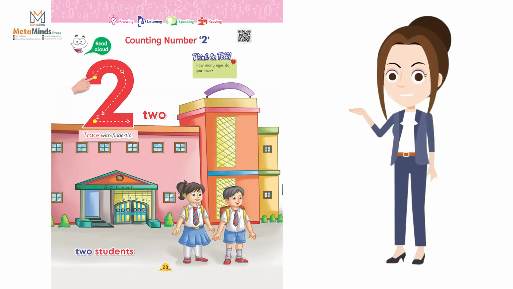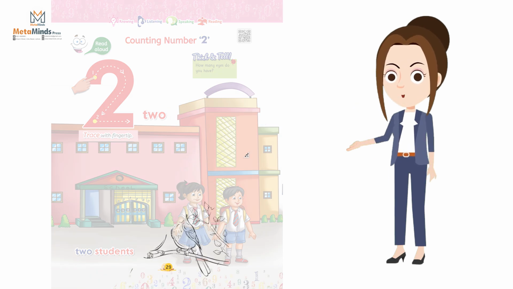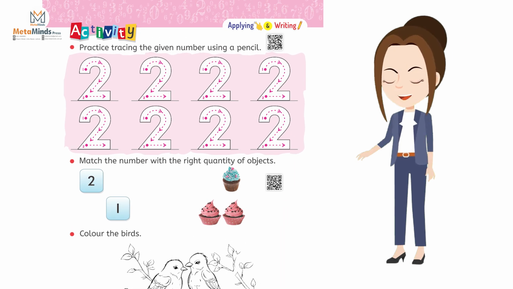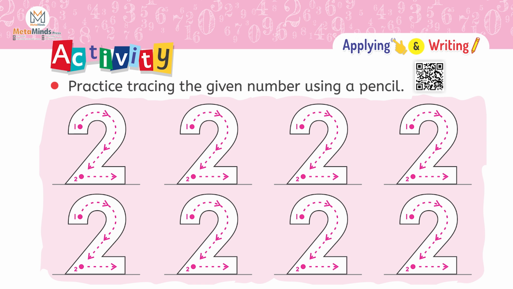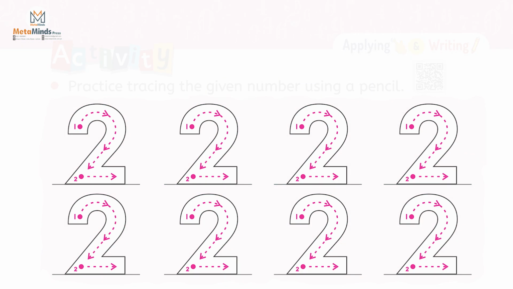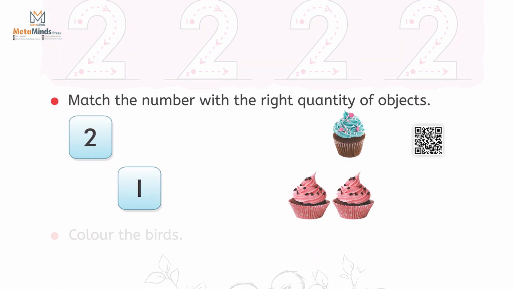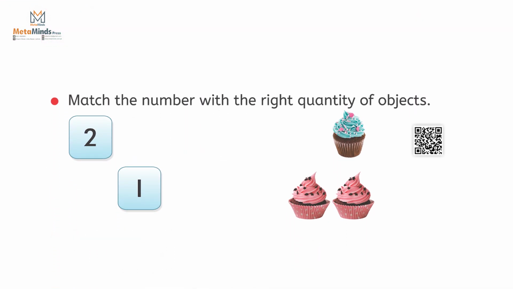So my dear kids, as I have told you earlier, with every number there is an activity. And in the activity we are going to practice numbers in different ways. The first way is to practice tracing the given number using a pencil. Here again you have to trace the number many times so that you know the formation of 2. And what is the next part, my dear kids? It's a very interesting question.